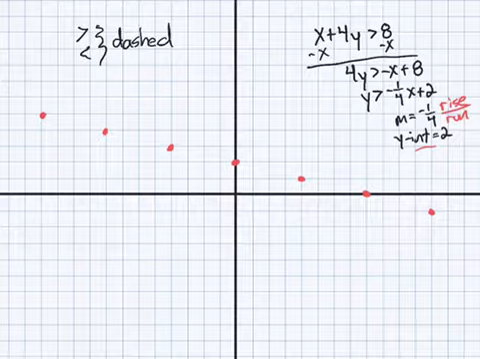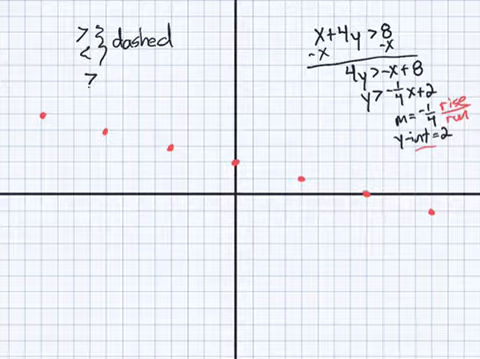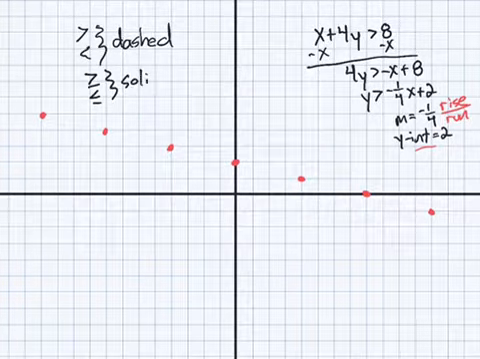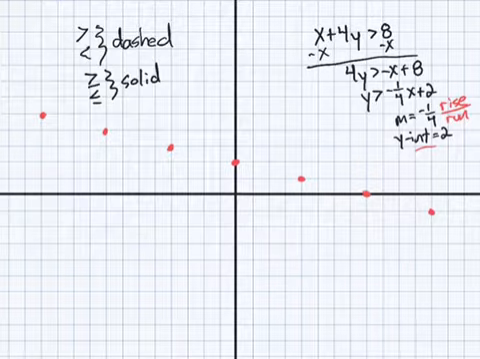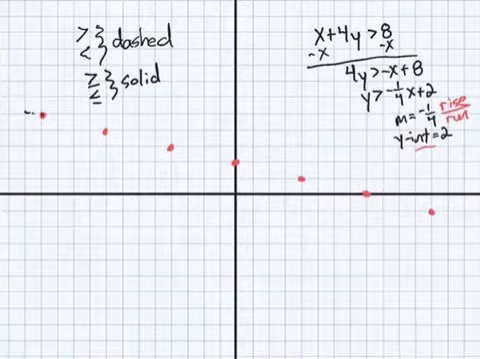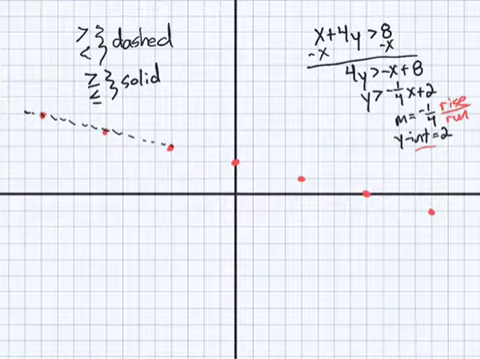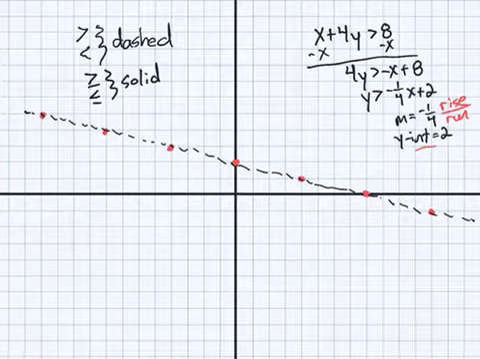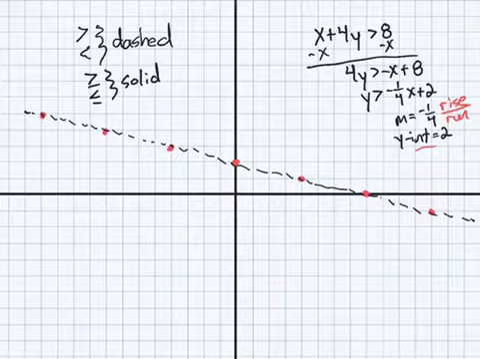If I had a greater than or equal to or less than or equal to, it would be a solid line, indicating that we're including the line in the graph. So in this case, like I said, we have a greater than, so we're going to create a dashed line through those points, so that the line's not included in the solution set.